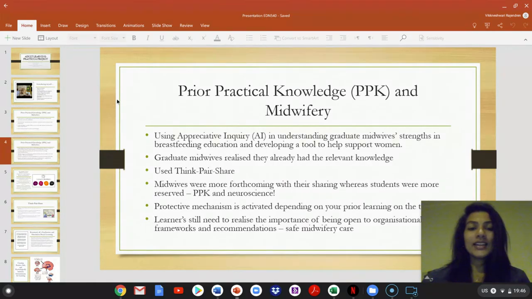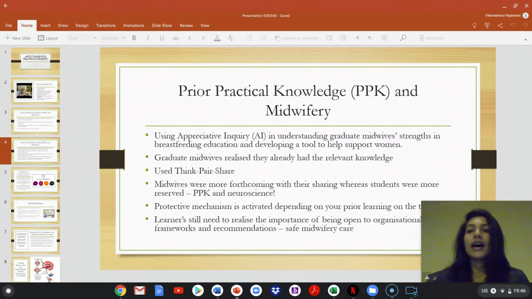So in getting to know your learner and appreciating their skills, I have used the technique called appreciative inquiry. Appreciative inquiry is sort of the opposite of problem-based learning. In problem-based learning, you focus on the deficits, whereas in appreciative inquiry, you appreciate the strengths of an individual or a team or an organization, and you collaboratively come together to form a proposal or something to implement for the organization.